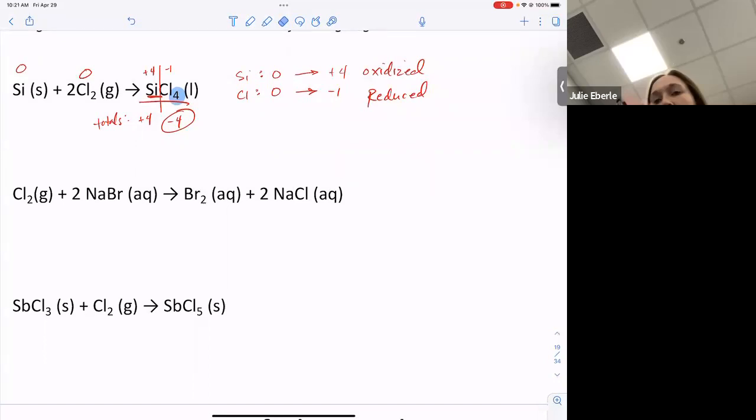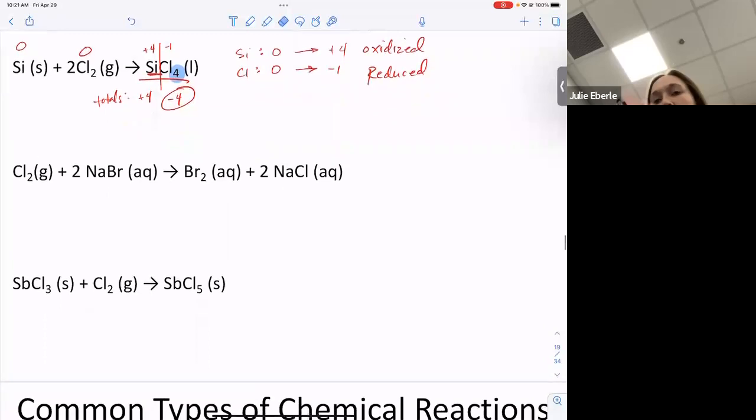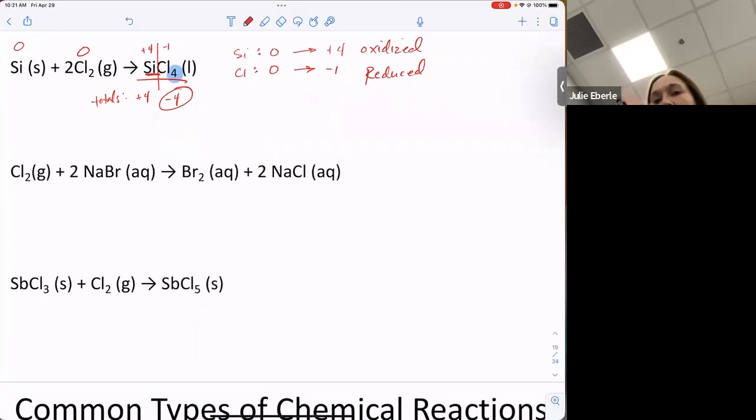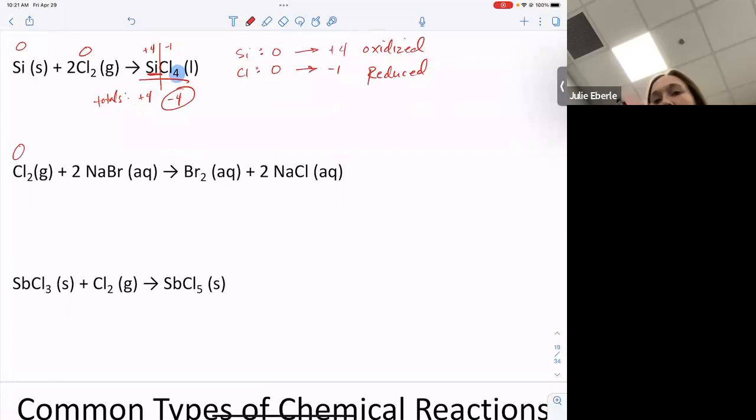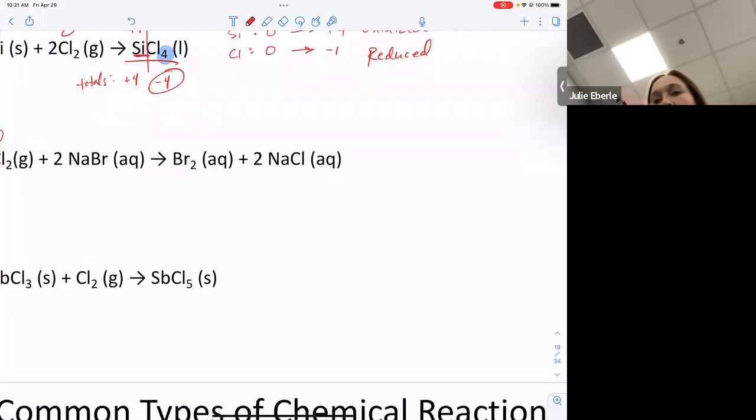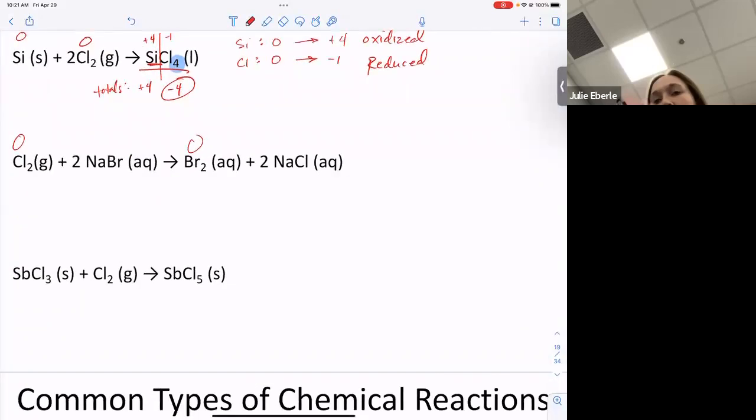All right, maybe we can start looking at this. Who's got a suggestion on number 2? What should I do? Which one's a 0? Yep. Good. Anything else a 0 anywhere? Bromine, that's right, on the product side. Okay. What about sodium? What do you want to give sodium? What oxidation number?